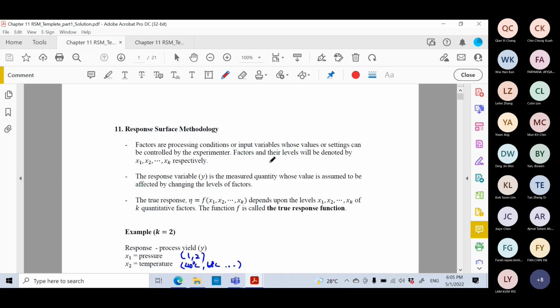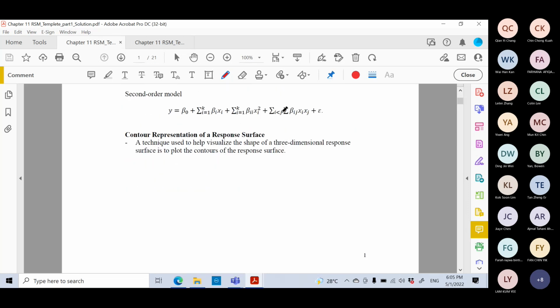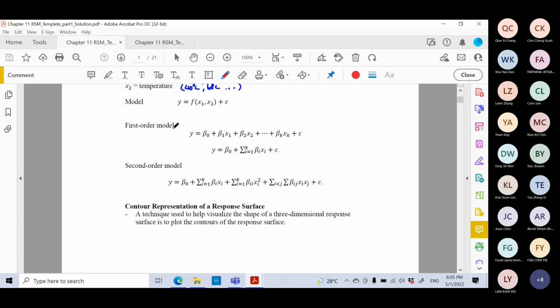Okay, let us continue with the response surface for the second part. For the first part, I have mentioned to you that the response surface is related to the regression model, where your regression model is given by the following: you have a first order model and you have a second order model, where they involve the quadratic terms.